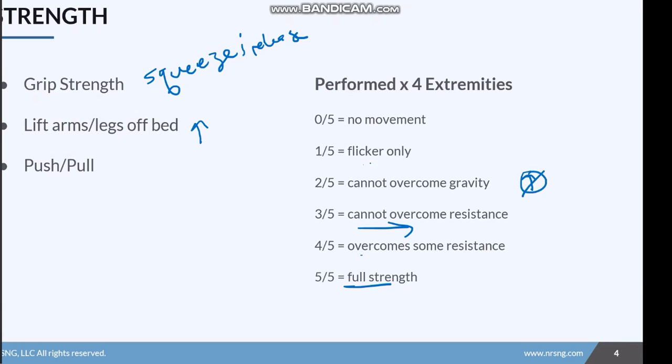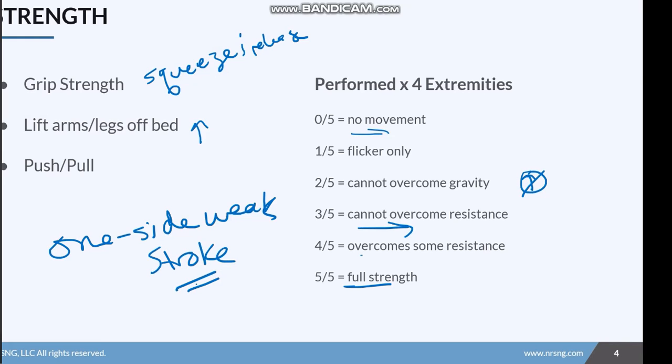1 is you might see a muscle flicker. You can tell they're trying, but really they're not even able to move it side to side. And then a 0 is there's no movement, not even a muscle flicker. Now remember that if they have one-sided weakness, then that could be indicative of a stroke. Make sure you check out the stroke lesson to learn more about that.